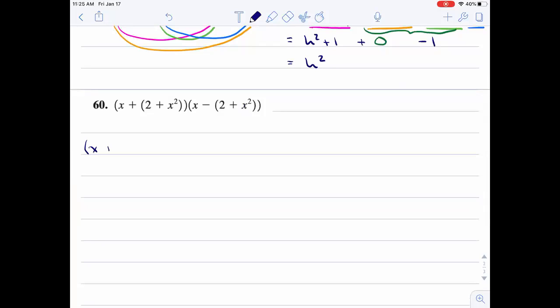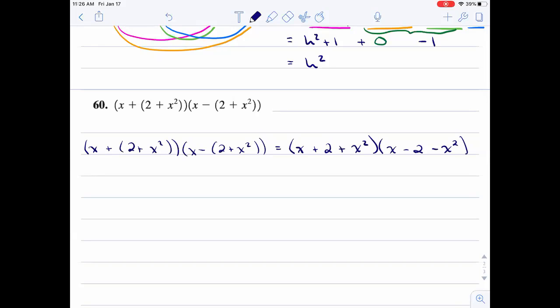So if we have x plus 2 plus x squared times x minus 2 plus x squared, that's going to be the same as x plus 2 plus x squared times, so now we've got more than 2 terms that we need to deal with, but the procedure is going to be the same. So times x minus 2 minus x squared. Making sure you bring that negative onto both of the terms, not just the first one. Okay.